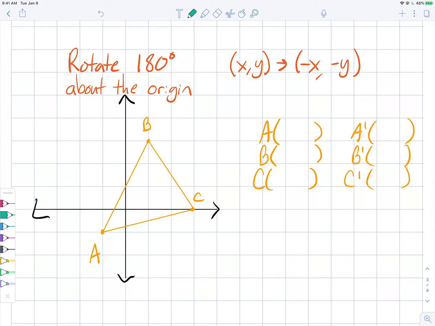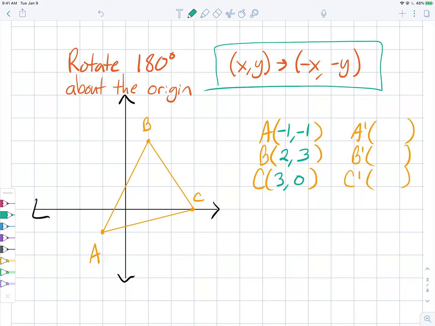So I have my points A, B, C. A is at -1, -1. B is at 2, 3. And C is at 3, 0. So my rule is I do not have to flip them. I just have to change all of their signs. So A prime becomes +1, +1. B prime is now -2, -3. And C prime is -3, 0, because -0 is not a thing.